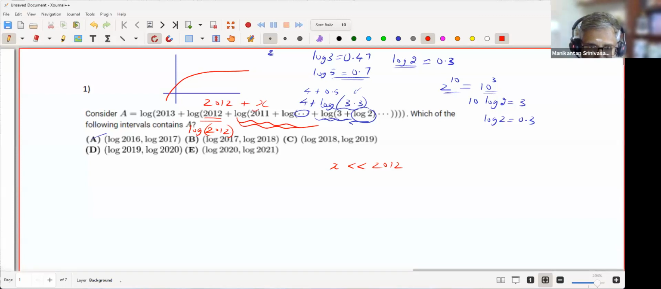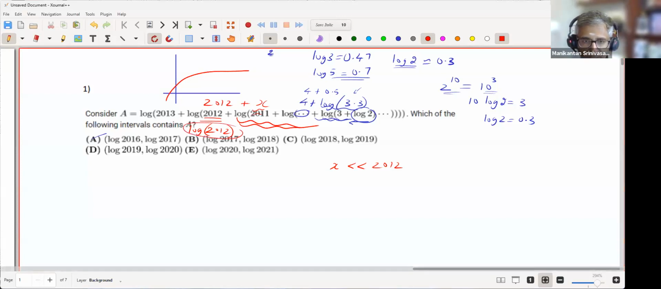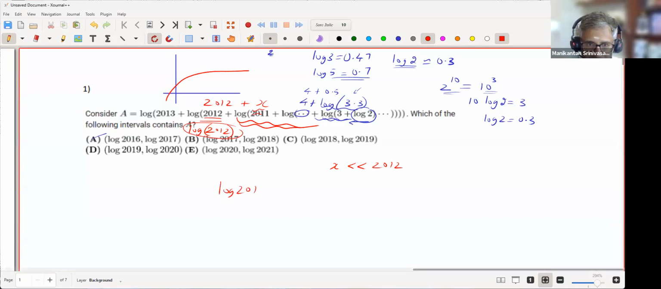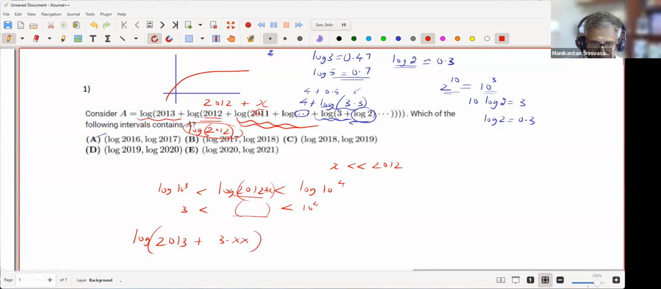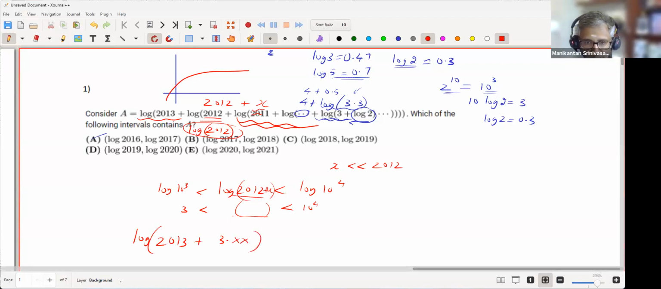But even assuming this X is substantial, log of 2012 is in between log of 10,000 and log of 1,000. Therefore, this is between 3 and 4. Even if this extra X that we have is substantially big, even as big as 7,000 or 8,000, it's still going to be between 3 and 4, which means effectively the given problem is going to have log of 2013 plus some change, which is 3.xx. So it's going to be between log of 2016 and log of 2017.